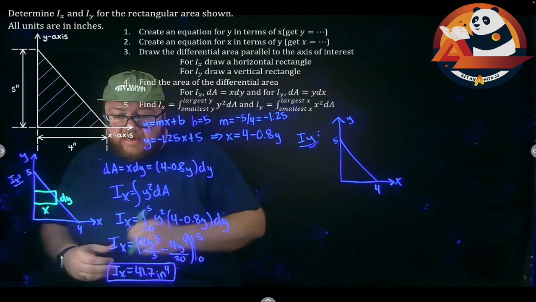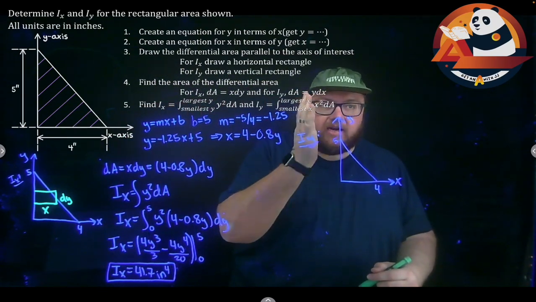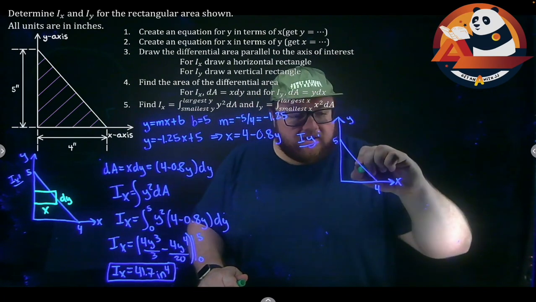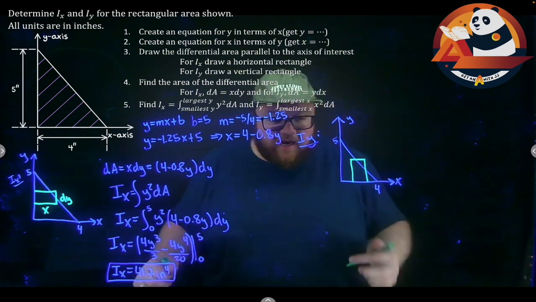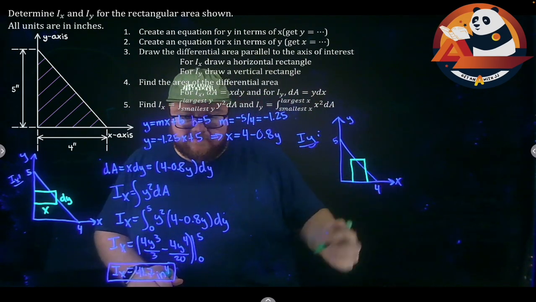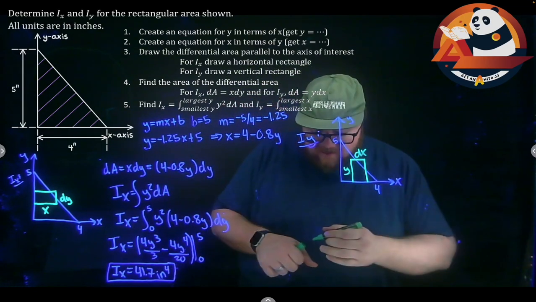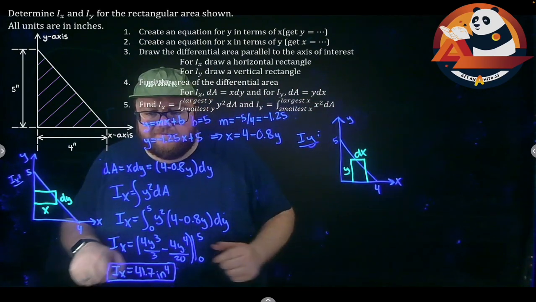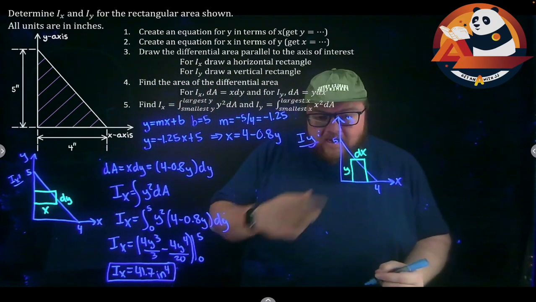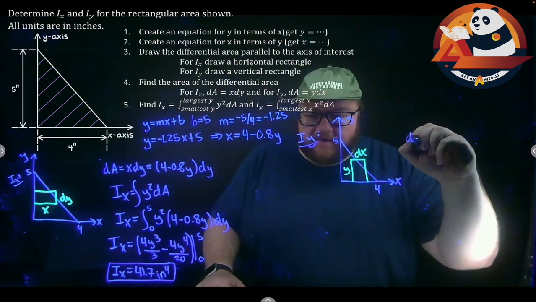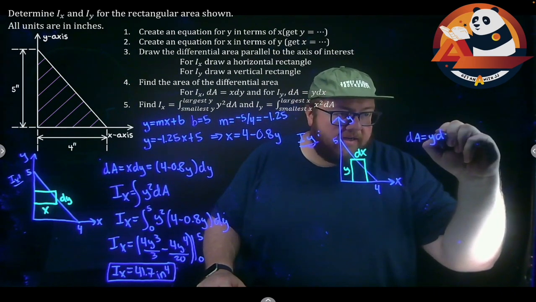And again, I can make a differential strip that goes parallel to my axis of interest. If I'm looking at Iy, y is my axis of interest. Parallel to that would be a vertical strip in here. At any point that I look at that, as I move it left or right, my height will always be y, and my width is always dx. So for Iy, I drew a vertical rectangle. Let's find the area of this. My dA this time, my differential area, should be base times height, or y dx.